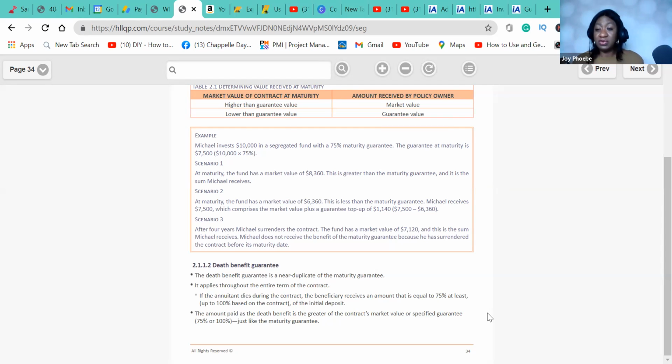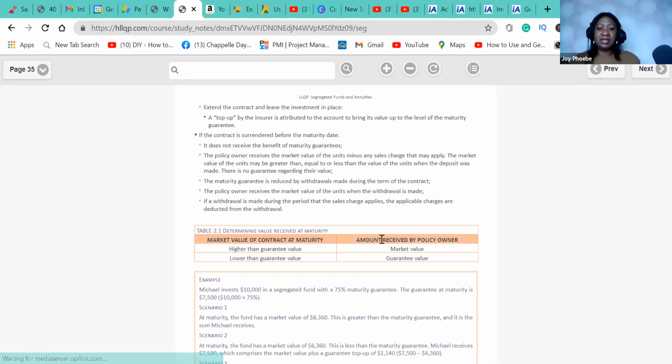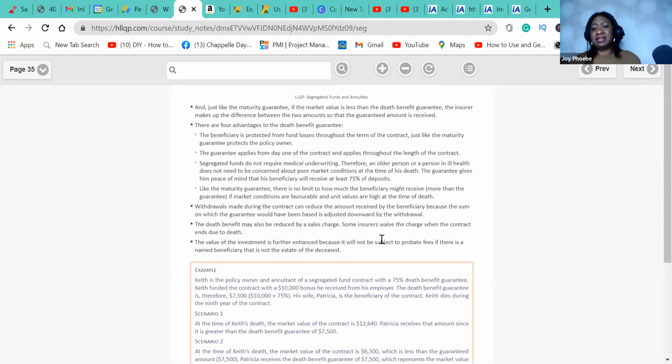So if the policy owner or the annuitant dies during the contract, then the beneficiary receives the amount of 75% or up to 100%. The maturity and death benefit are pretty much the same. The only difference is who receives the money. In the case of the death benefit, the money goes to the beneficiary when the annuitant dies, who is the same person as the policy owner.